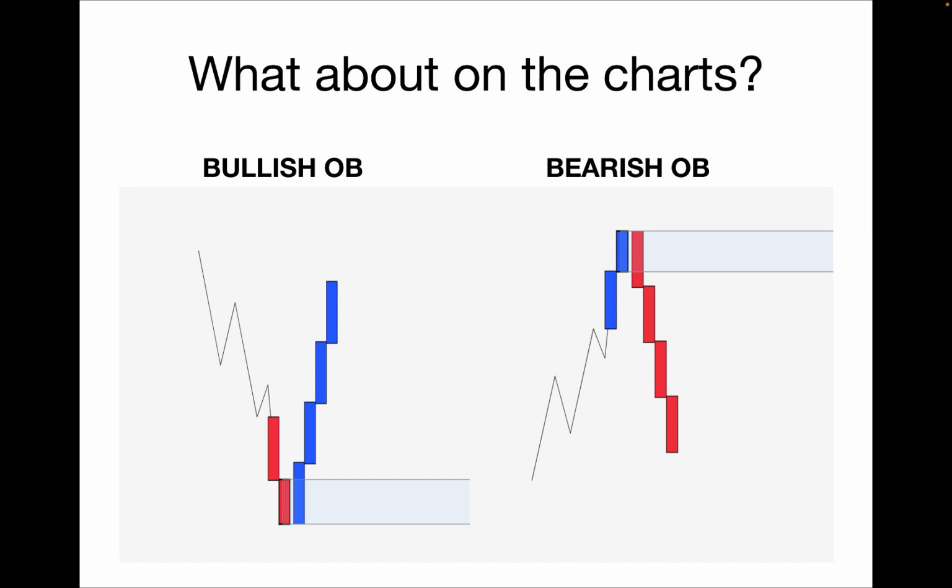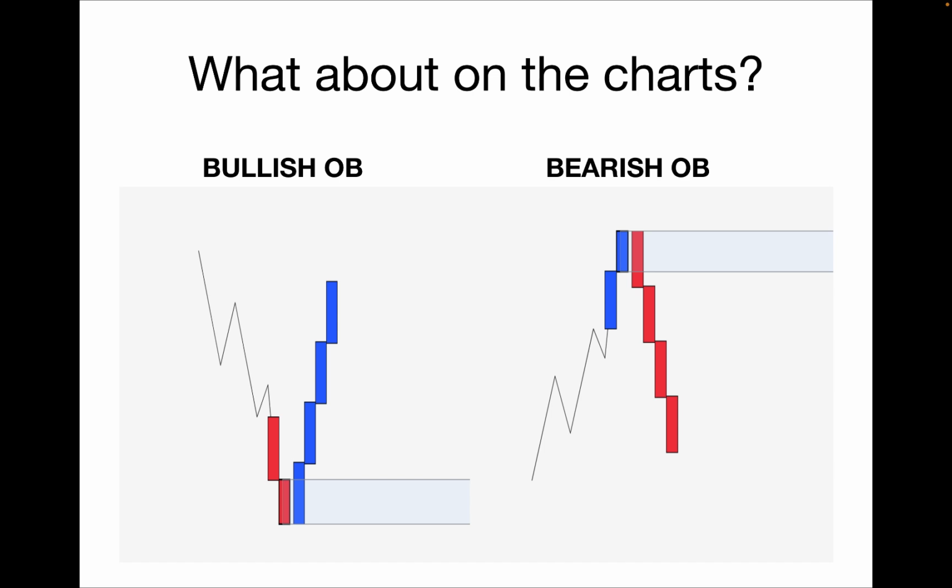In the market, we have two types of order blocks. We have the bullish order block, which you can also classify as your support order block. And we have the bearish order block, which you can also classify as your resistance order block.